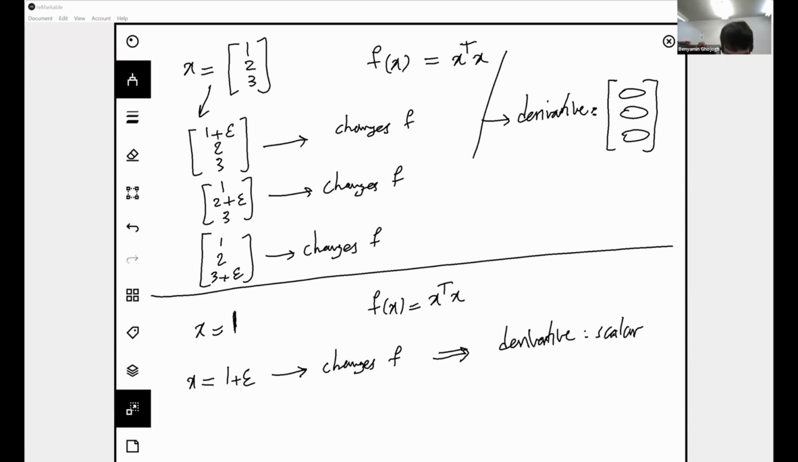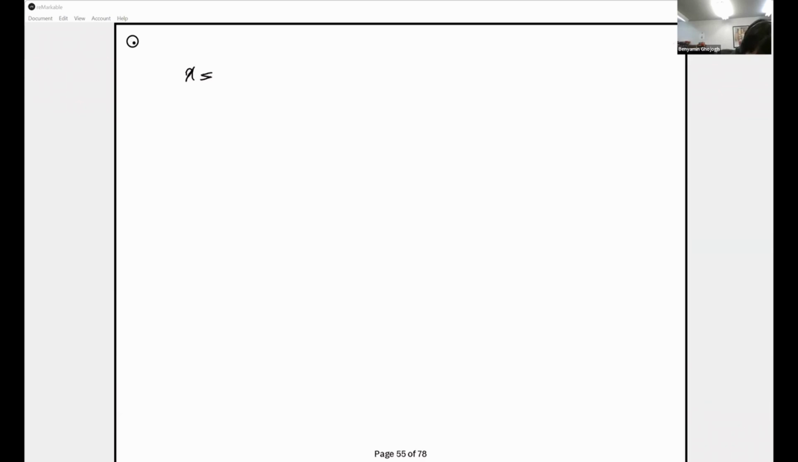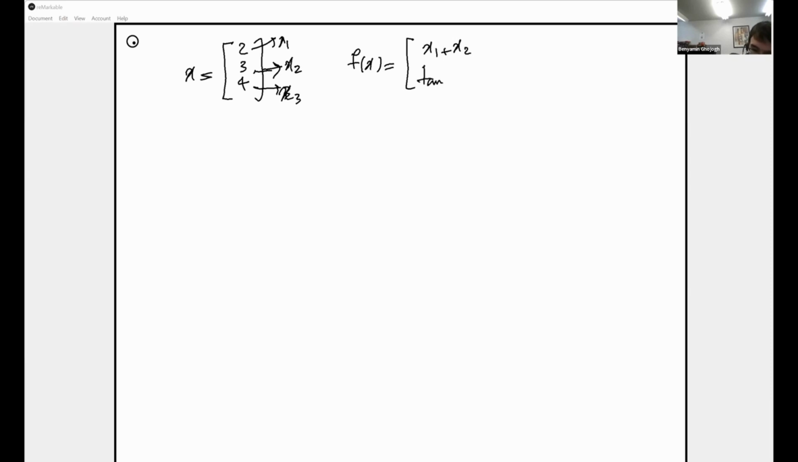Let's go to the next page, another note. Assume x is three-dimensional, 2, 3, 4. F of x is also a vector. Assume, let me think. For example, this is x1. By x1, I mean the first element, x2, x3. Assume it is a vector where x1 plus x2, and this is tangent of x1 squared, x3 squared. So the function f is 2-dimensional. The input is also 3-dimensional. Clear? Now, so this is 2D. This is 3D. I want to see what is the derivative of f with respect to x.